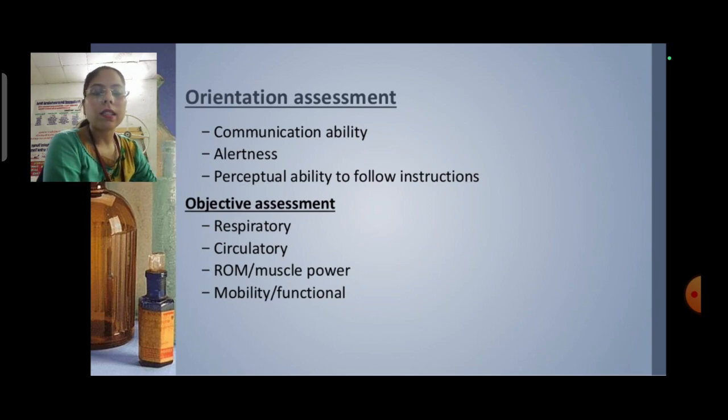Orientation assessment should be done, like communication ability should be checked, alertness, perceptual ability to follow the instructions. Objective assessment like respiratory, circulatory, range of motion, muscle power and mobility, and functional assessment should be done.